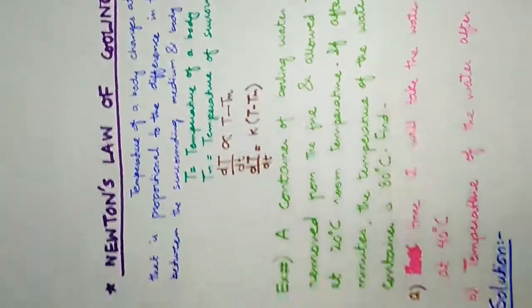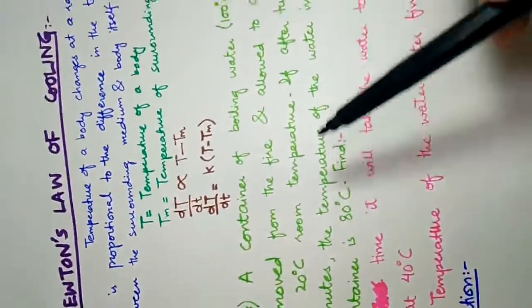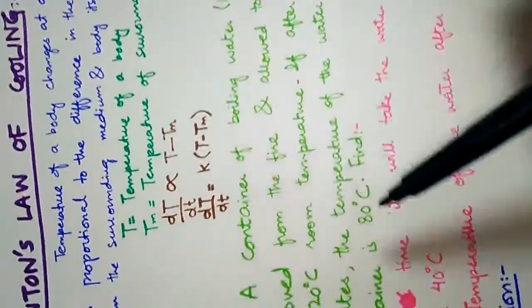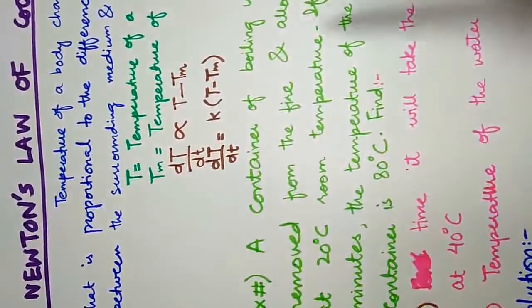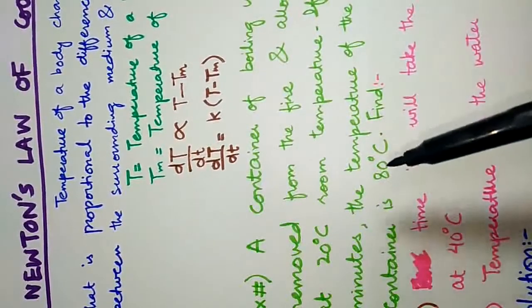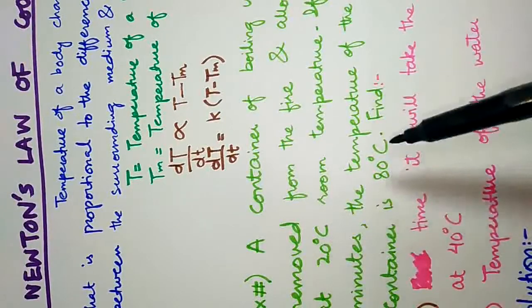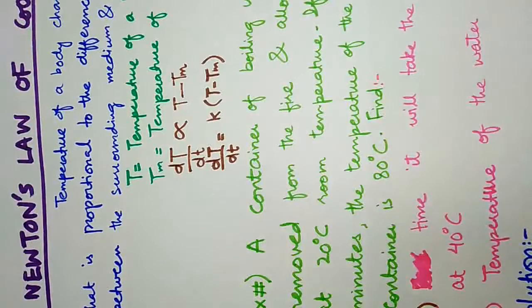If after 2 minutes, so that is the change in time, the temperature of the water in the container is 80 degrees centigrade. So that means initially it was 100 degrees centigrade, and after 2 minutes its temperature is reduced due to the effect of the surrounding medium. Its temperature is reduced to 80 degrees centigrade. So it decreased. So find what you have to find.